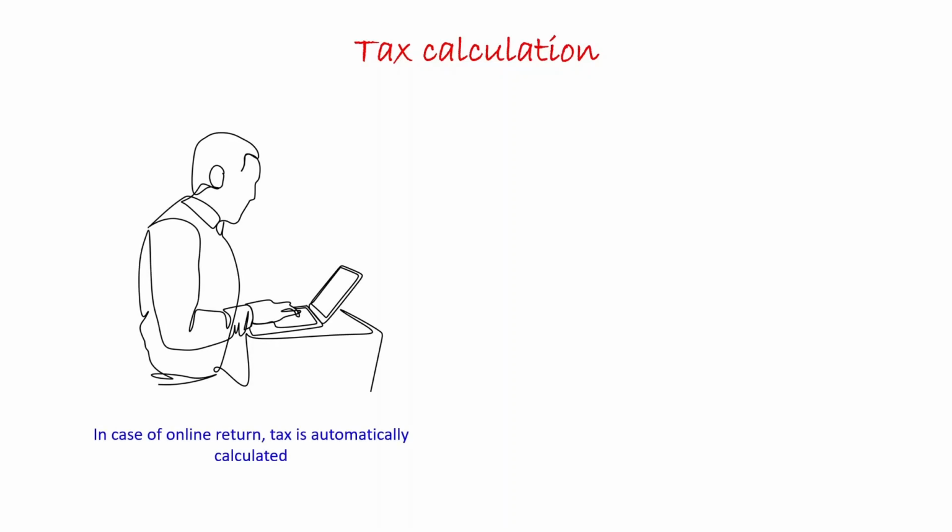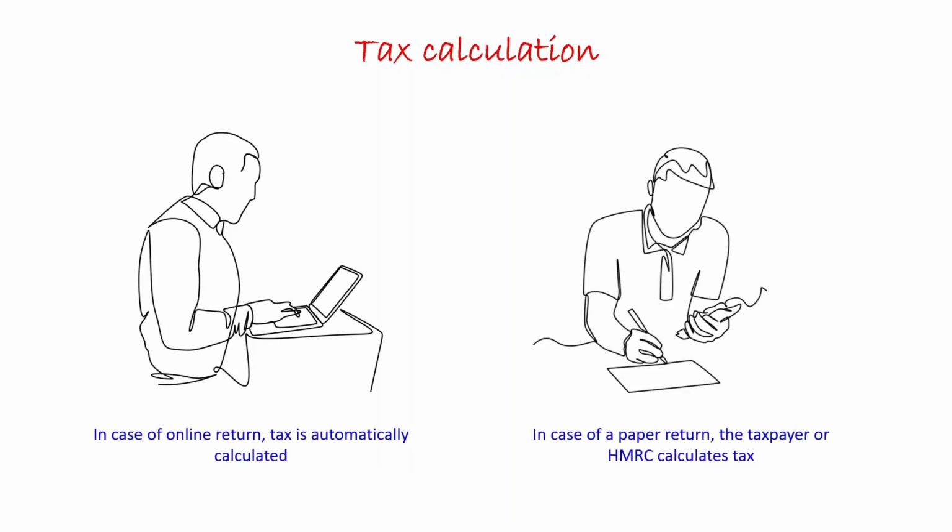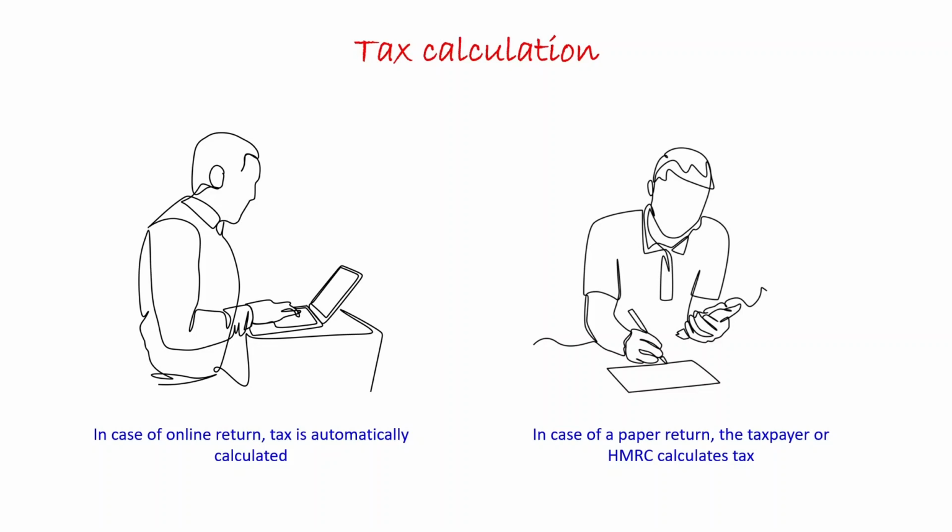Tax is automatically calculated in case of online return. But in case of a paper return, the taxpayer or HMRC will calculate tax. Where HMRC calculates tax, it does not check for the accuracy of numbers included in the return. It just calculates the tax liability. Later on, HMRC informs the taxpayer about the tax due by issuing a statement of account.